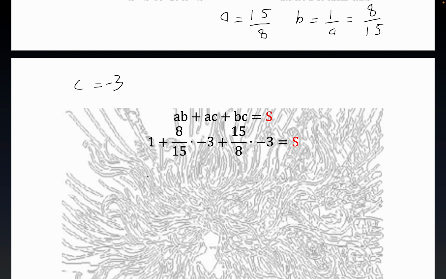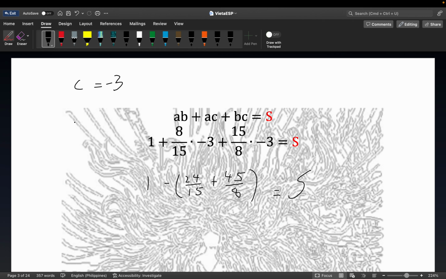This would be what? 1 minus 24 over 15. Right? 3 times 8 is 24. So you have 24 over 15 here. And then plus, what's this, 45 over 8, excuse me, 45 over 8 is all equal to S, right? Which is what we're looking for. Okay, now we just have a little bit of arithmetic ahead of us here.